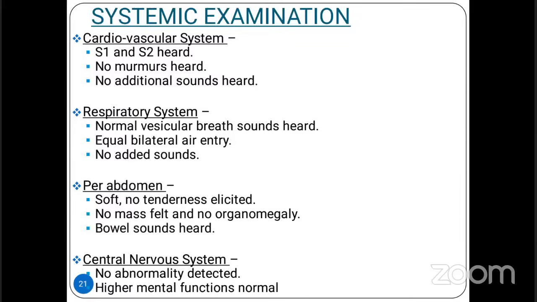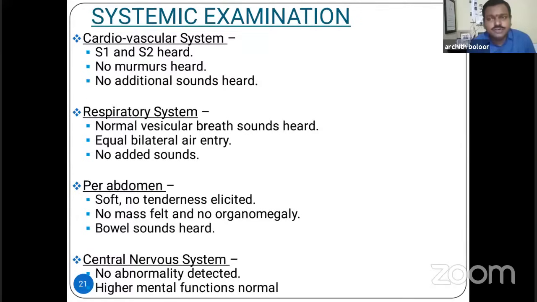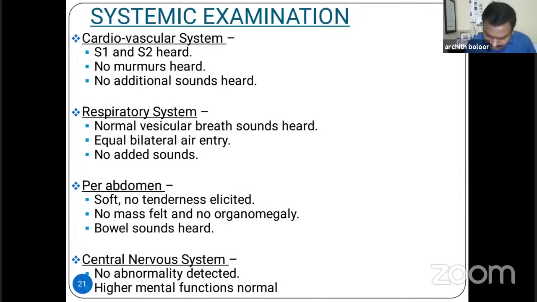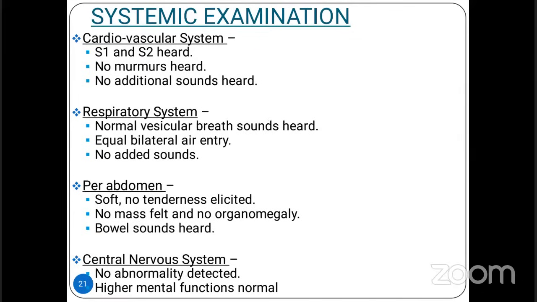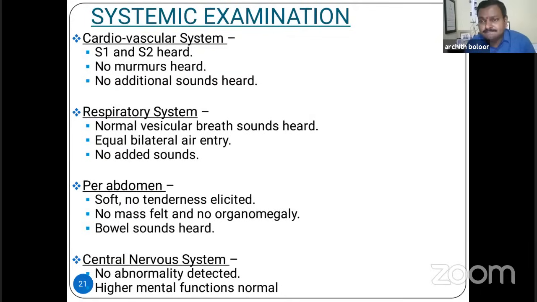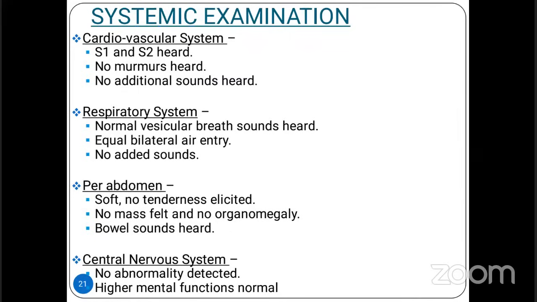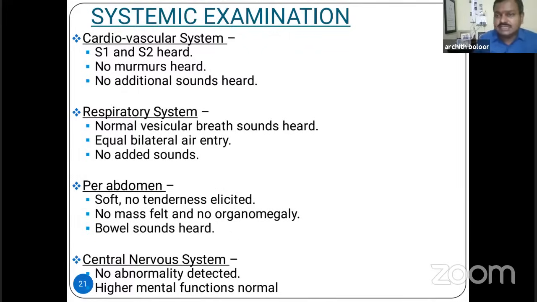Systemic examination, all the other systems are normal. What do you look for in these systems? In the respiratory system, there could be pleural effusion. Which side will the pleural effusion be? Right-sided. Right-sided is more common than left-sided.